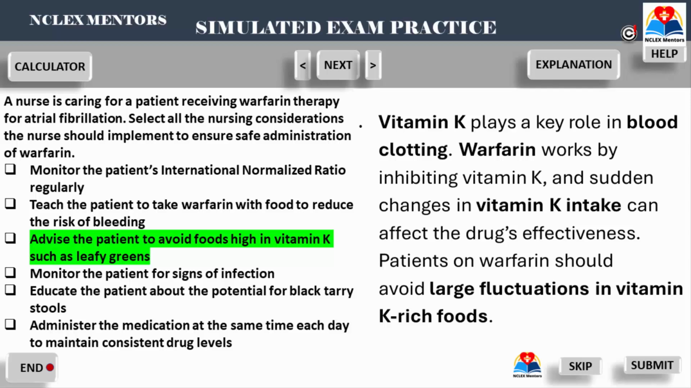Yes, but let's clarify. It's not that the patient can never eat vitamin K-rich foods. The key here is consistency. Large fluctuations in vitamin K intake can mess with warfarin's effectiveness.